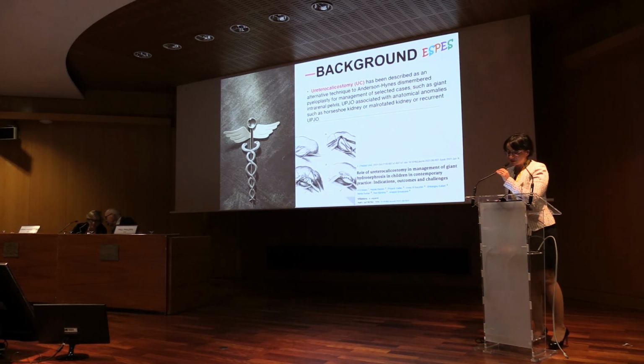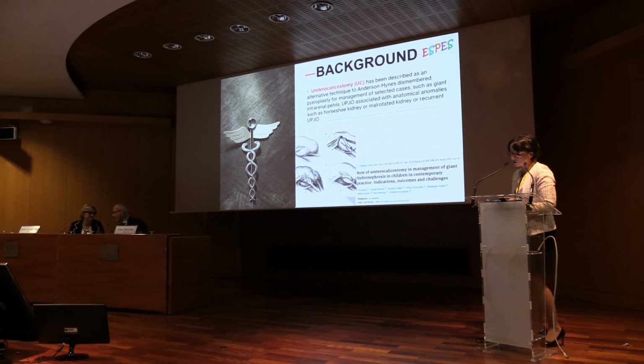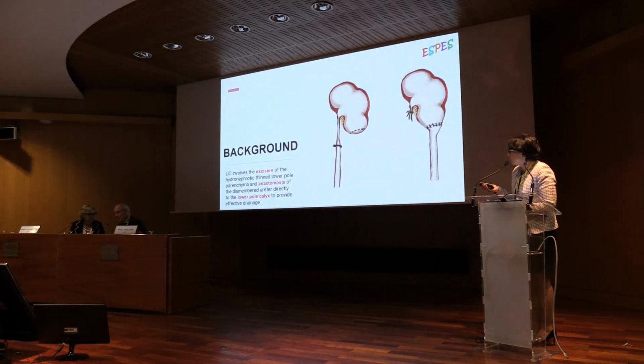Dear colleagues, good afternoon. Ureterocalicostomy has been described as an alternative technique to pyeloplasty for the management of selected cases, such as intrarenal pelvis, UPJO associated with anatomical anomalies such as short ureter or malrotated kidney, or recurrent UPJO. As we already know, ureterocalicostomy involves the excision of the aneurysmal lower pole parenchyma and the anastomosis of the dismembered ureter directly to the lower pole calyx.